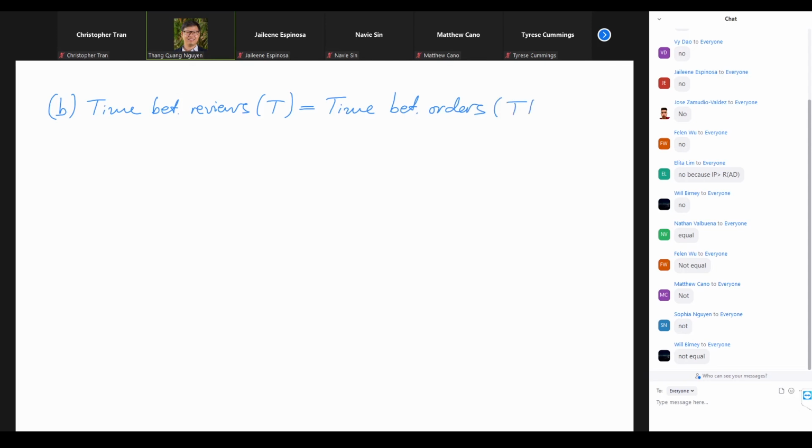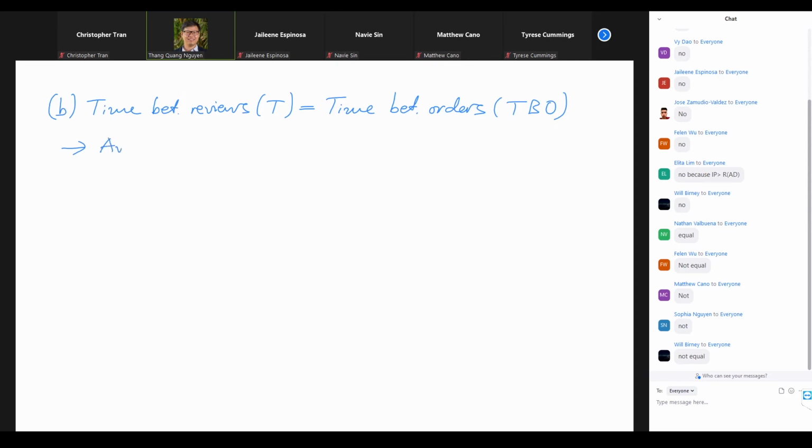Or TBL. Because in this model, we're gonna review and make the order on the same day, right? So the time between reviews or the time between orders are the same. To do that, then first of all, we need to do another intermediate step.